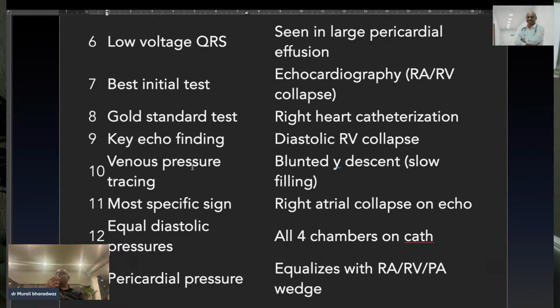Right? Then what do you see in JVP? The Y descent is because of what? When the atrial blood is filling into the ventricle, the atrial pressure will fall down, which leads to the Y descent in JVP. And that will be blunted or absent, because the atrium is unable to fill into the ventricle. That is very classical. The most specific sign is right atrial collapse on 2D echo.